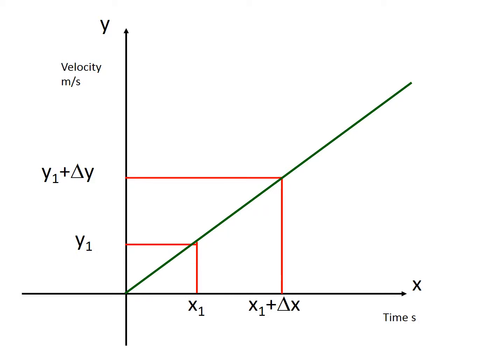This is a very, very simple example of differentiation. We might have a graph telling us, through time, the velocity of something, so how fast it's going. At time 0, it's stationary, nothing's happening. And as we progress through time, the velocity increases. In this case, we've got velocity on the vertical axis and time along the horizontal axis.